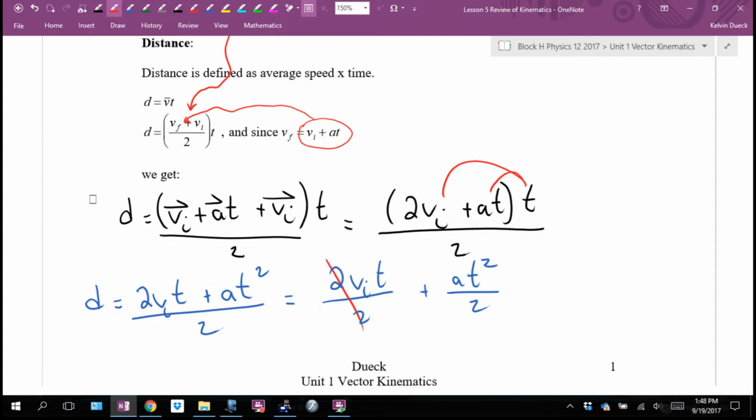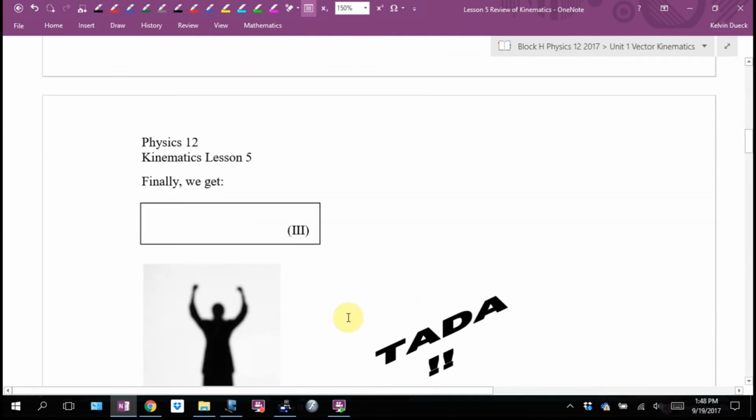I will not make you derive this, but I'm enough of a nerd that I like to show you where it came from. So in the box on the next page, we can write D vector equals VI vector T scalar plus 1/2 A vector T squared.